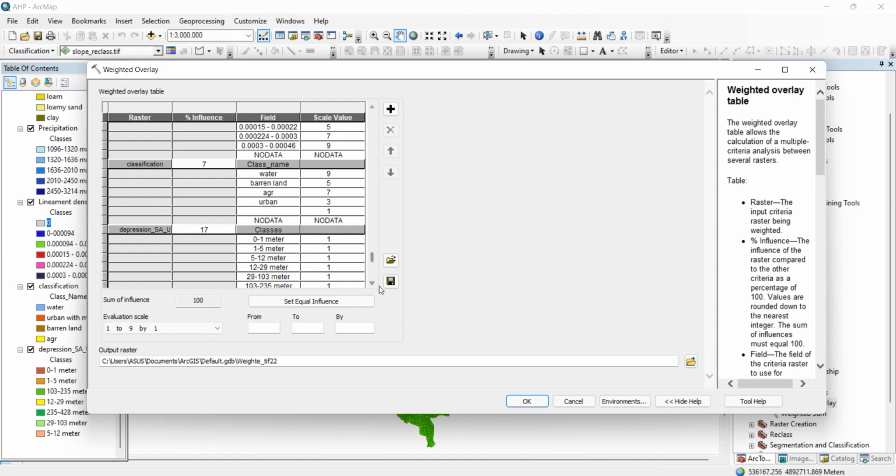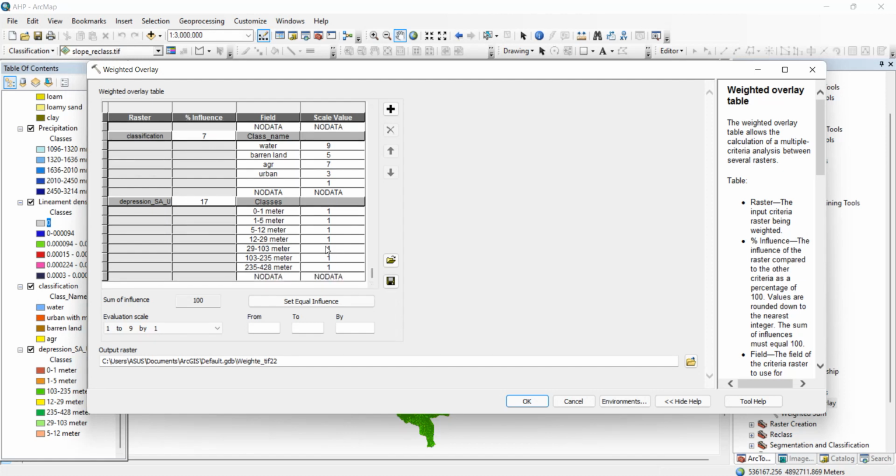So several pixels. So depression, the highest probability, 9, this is 8, let's create it, 7, okay, this is 5, this is 4, 3, 1, etc.